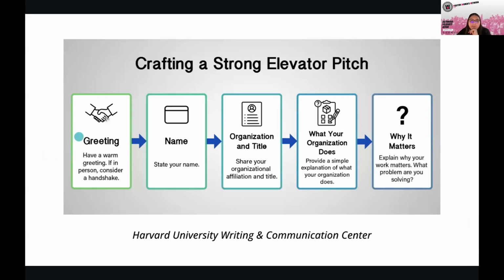So let's go back for a second. These are the steps to creating a strong elevator pitch. First of all, a very nice warm greeting. Then you can share your name, your pronouns, what you do for PWN, and talk a little bit about what PWN is, a sentence or two, keep it very brief. And then the last part is probably the most important: explaining why we're doing this campaign, why we're focusing on these issues, what problem we're solving, and why they, as a community member, should be invested or why they should care about our issue.